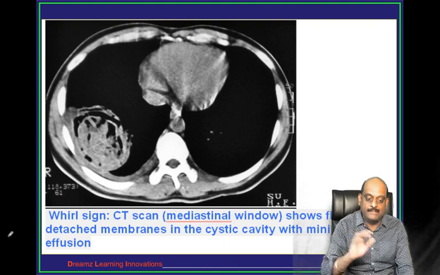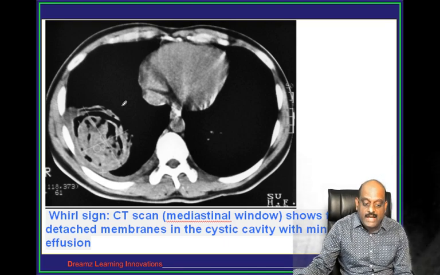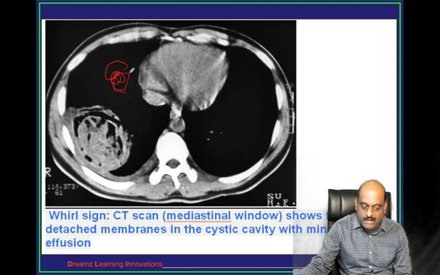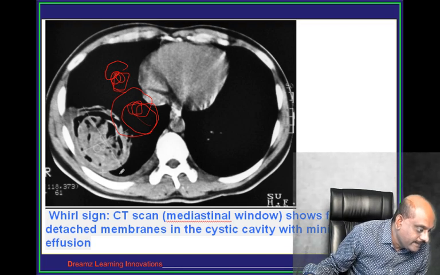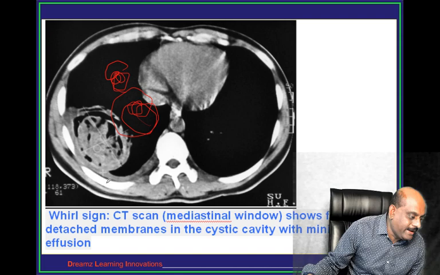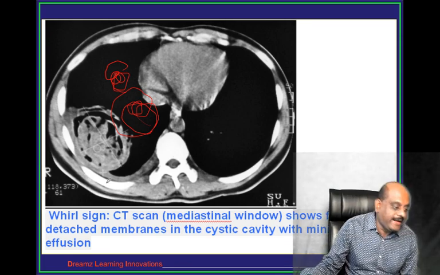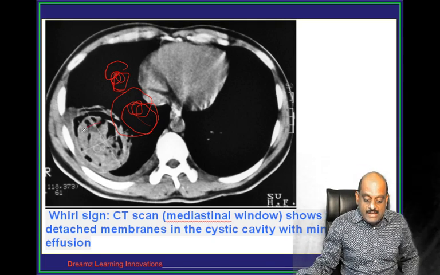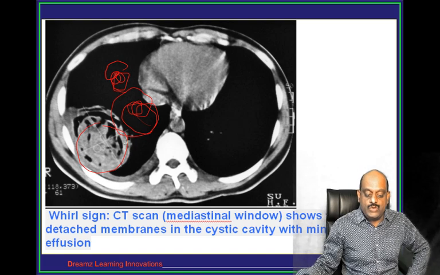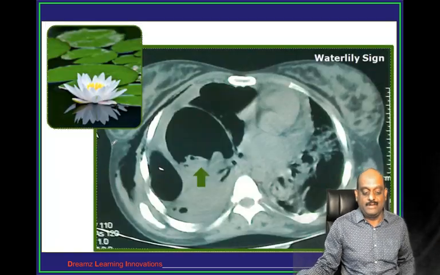You'll remember me. Then what is this called, doctor? Rim sign. Very good. There is no pericyst in lung and brain, hence no calcification. Beautiful. CT scan shows floating detached membranes in the cystic cavity with minimal pleural effusion.